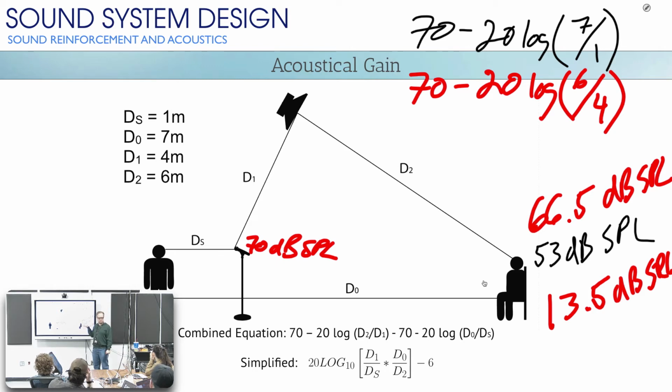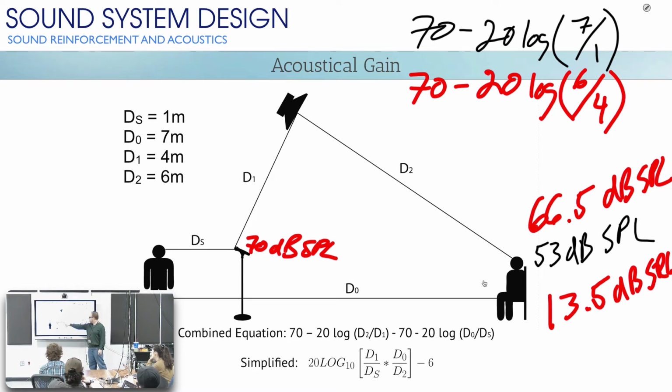If they just talked louder, then that 53 might be a bigger number, okay? And therefore, let's say what you were trying to hit was 70 dB, like you want the listener to hear 70 dB, which is what they're doing up here, then you're not going to get there, right? Because we can only get to 66.5, so you can't get it.